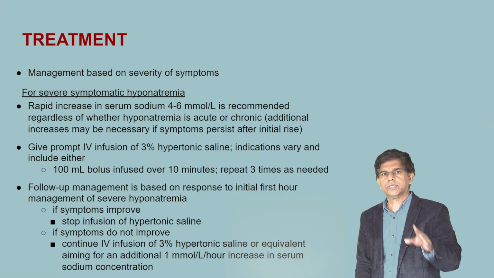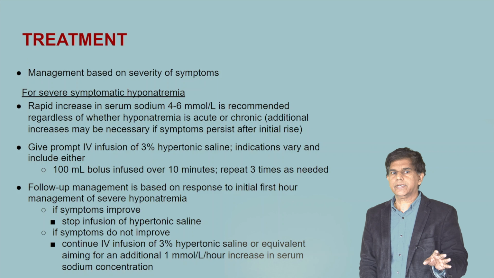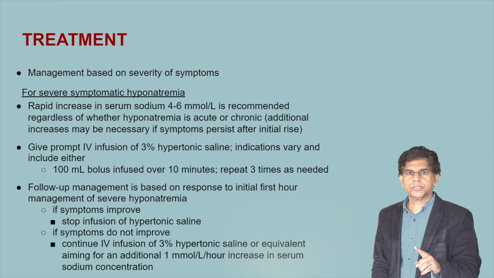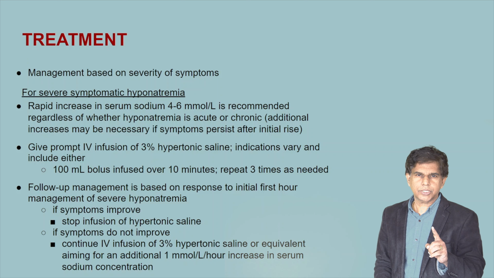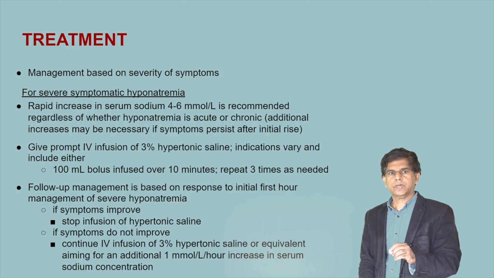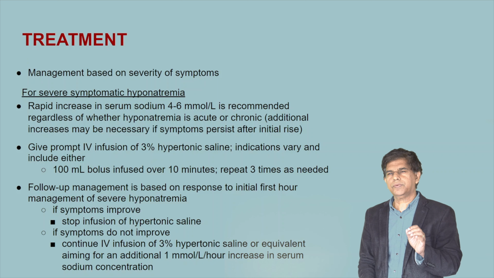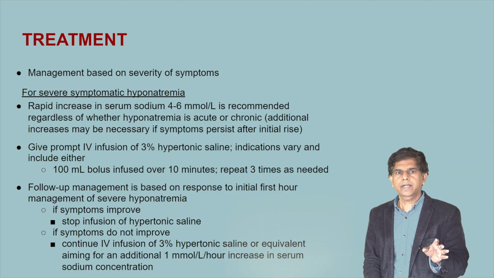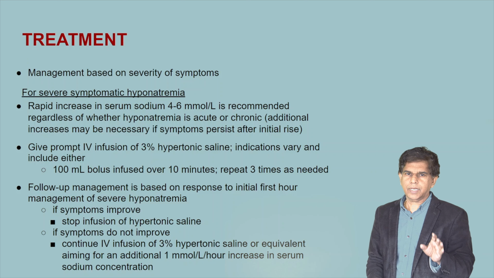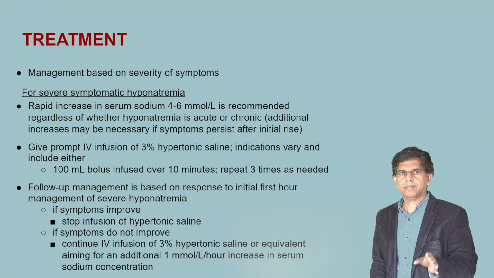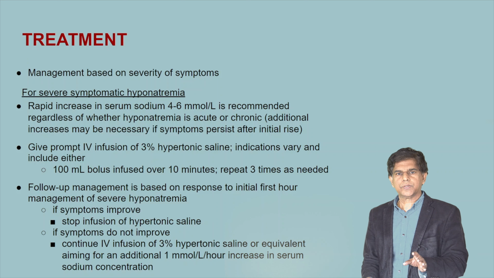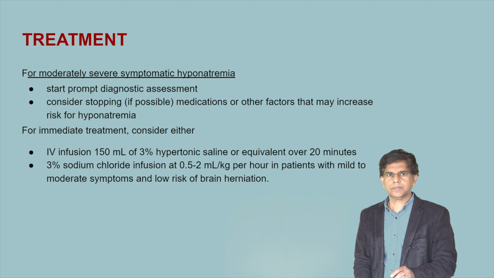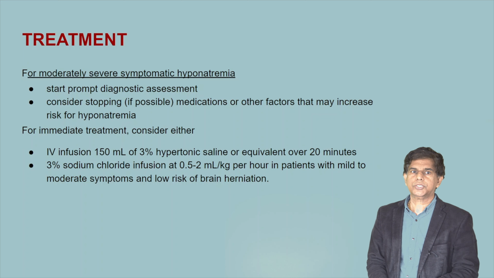If you bring it down too fast, you can have severe complications. So for severe symptomatic hyponatremia, you want a rapid increase in the sodium of 4 to 6 mmol. In 24 hours, you may want to consider maybe 10 to 12 milliequivalents, okay? And then IV infusion of hypertonic saline is recommended, 100 mL over 10 minutes. That's in the severe circumstance, when patients start having seizures and the sodium is less than 120.